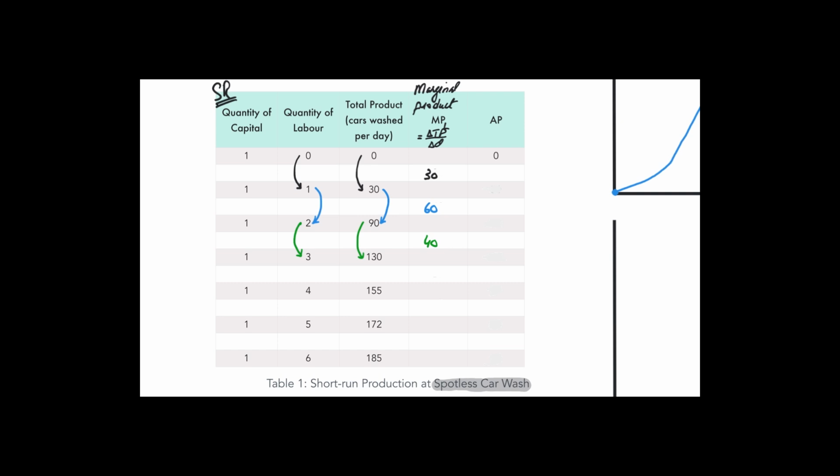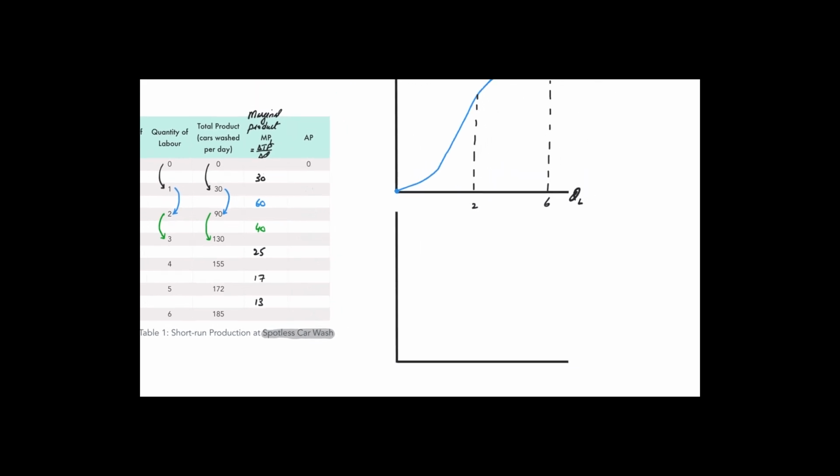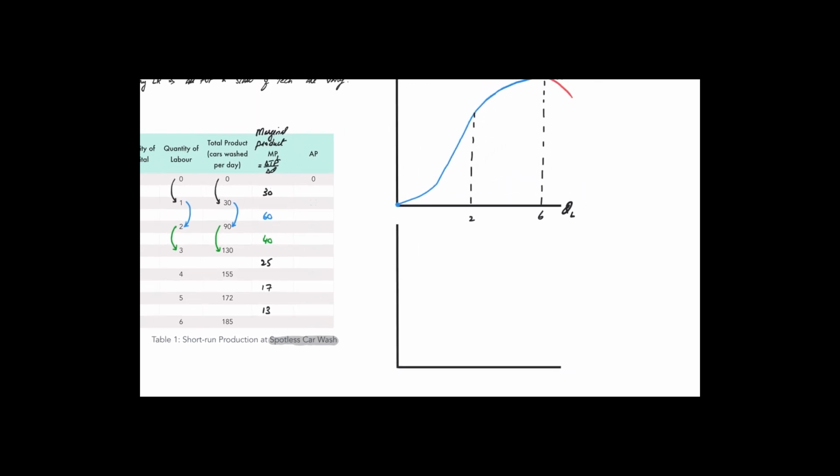So anyhow, all production processes face this issue, and you keep on going, you get 25, you get 17, and it gets 13. So if you look at your MP, first it goes up till the second labor, and then it starts to go down. So if I was to plot it, this is how it would actually look.